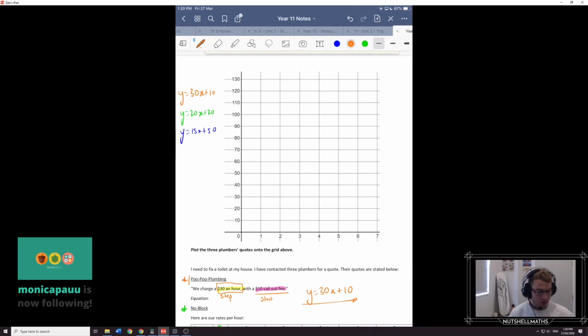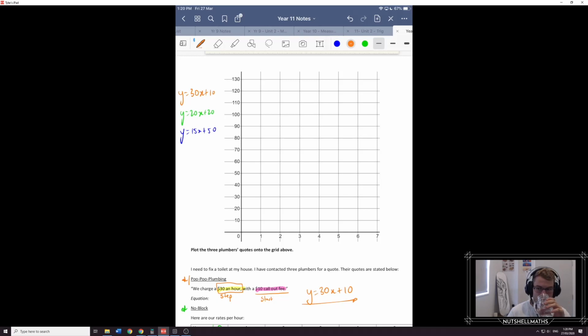Right, set this up in your books now, please. Make sure it's neat, make sure it's tidy, using the gridded paper. And now let's have a think.